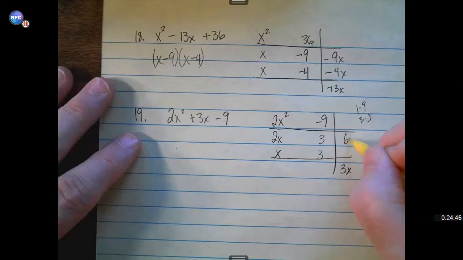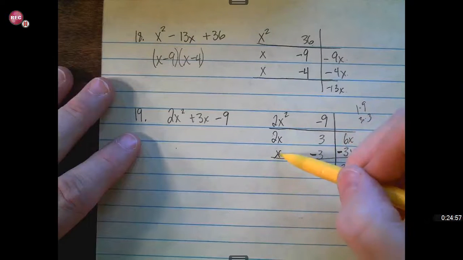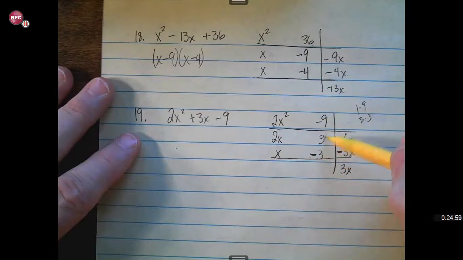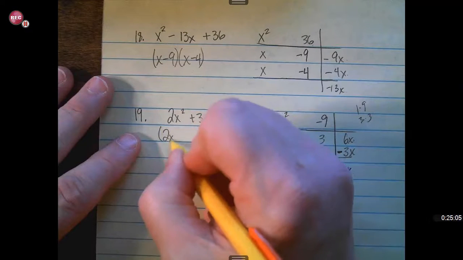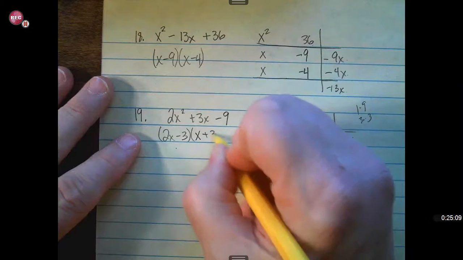Multiply across, we get 6x and 3x. If I want this 3x down here to be positive, then I need this 3x up here to be negative. And then we check it. That times that is that. Negative 3 times 3 is negative 9. 6x minus 3x is 3x. So we get 2x minus 3 times the quantity x plus 3.